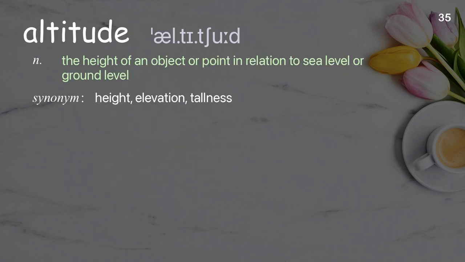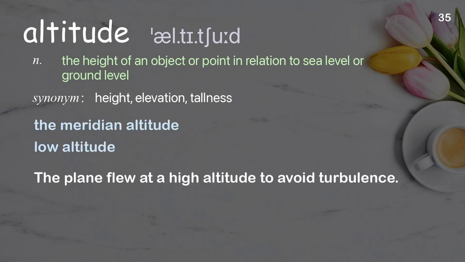Altitude. The height of an object or point in relation to sea level or ground level. Examples. The meridian altitude. Low altitude. The plane flew at a high altitude to avoid turbulence.